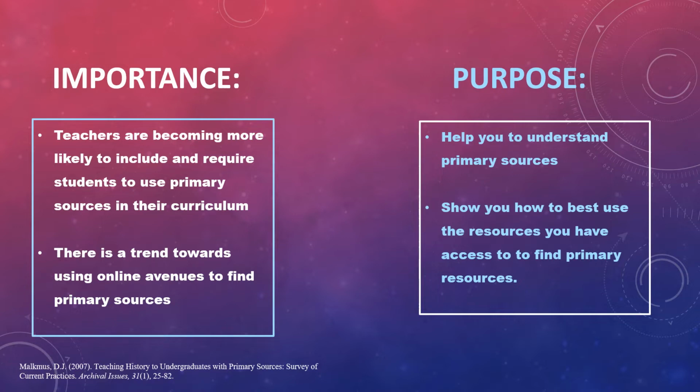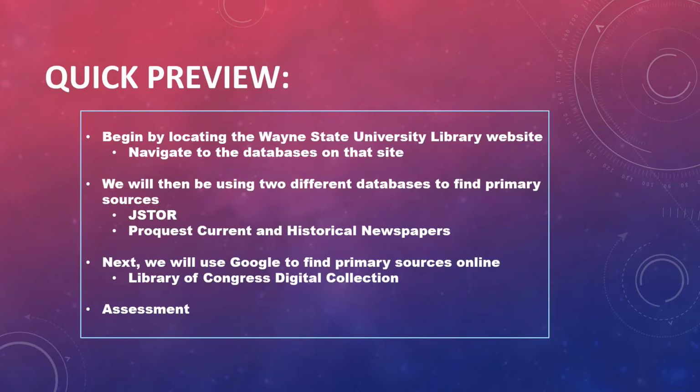There's a trend towards using online avenues to find primary sources as well. As primary sources are becoming more available online, it's becoming more of a trend to actually access them and use them for research. So the purpose of our lesson today is to help you understand primary sources, as we've already talked about, and then just show you how best to use the resources you have access to find primary resources. So, just a quick preview of our lesson before we get started.